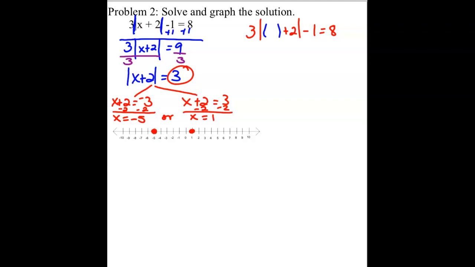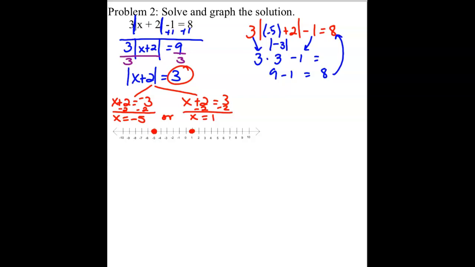We're going to plug in a negative 5 initially to see if that one works. Negative 5 plus 2 would be negative 3. The absolute value of negative 3 is 3. We're then going to multiply it by that 3 and subtract that 1. And we get 9 minus 1 being 8, which is what we were supposed to get.